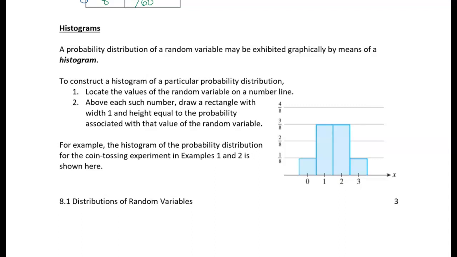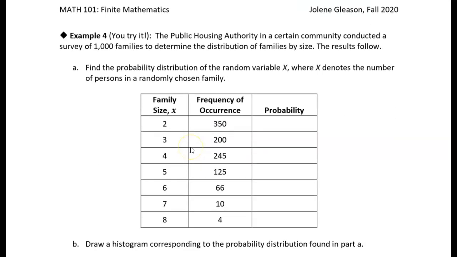All right, so a histogram is essentially a probability distribution in graphical form. It's just like a bar chart, pretty much, right? That's pretty much what it looks like. And so we're just going to take that probability distribution and graph it. Okay, so let's go ahead and look at example 4.